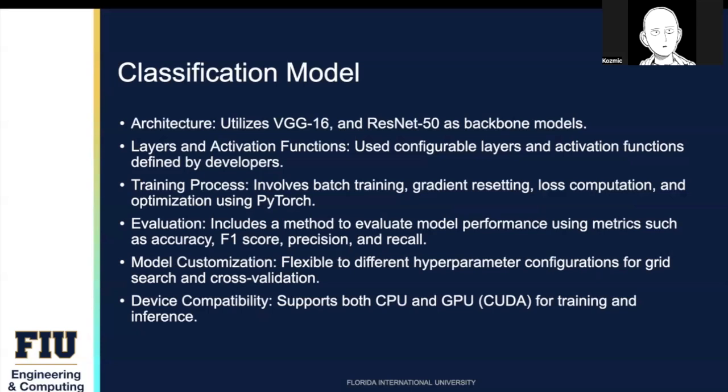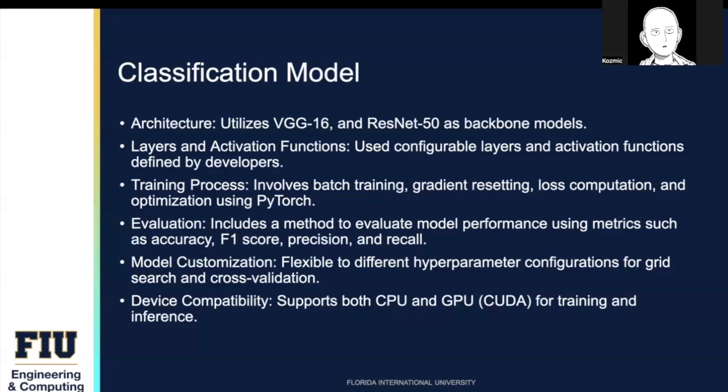Here's a short description of the models that we used, VGG16 and ResNet50. We use them as backbone models to extract features, and the layers and activations were pre-trained. Well, the convolutional layers were pre-trained, I believe, on the ImageNet data set, and we used the PyTorch framework to modify the purpose such that it predicts positive COVID, negative COVID, positive pneumonia, or negative pneumonia.